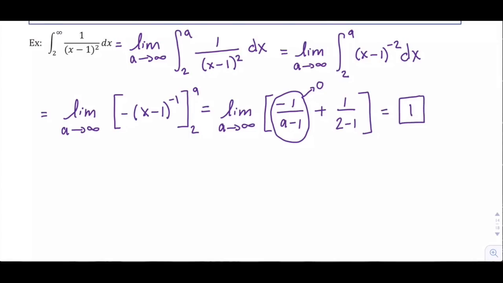So that was an example of an infinite integral, or an improper integral, an infinite area that ended up approaching a finite value.